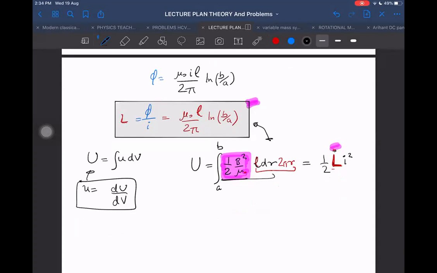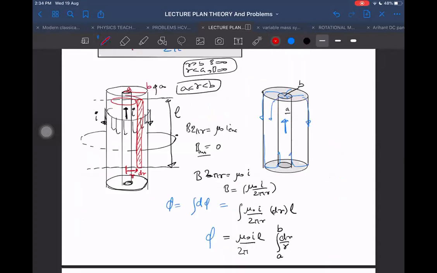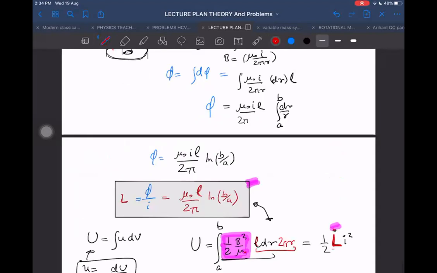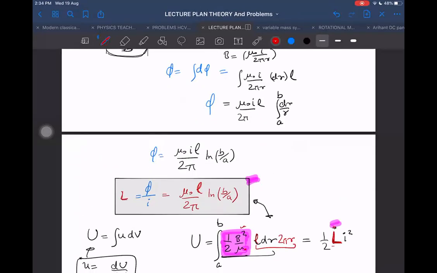Volume means that volume in which we have the same field B. The B field will be the same at a distance r, and at a distance r I can take the complete cylindrical shell element. In that cylindrical shell, the energy density will be the same. So that energy density multiplied by the volume of that cylindrical shell element will be dU, and the integral of dU will give us U, the total energy.